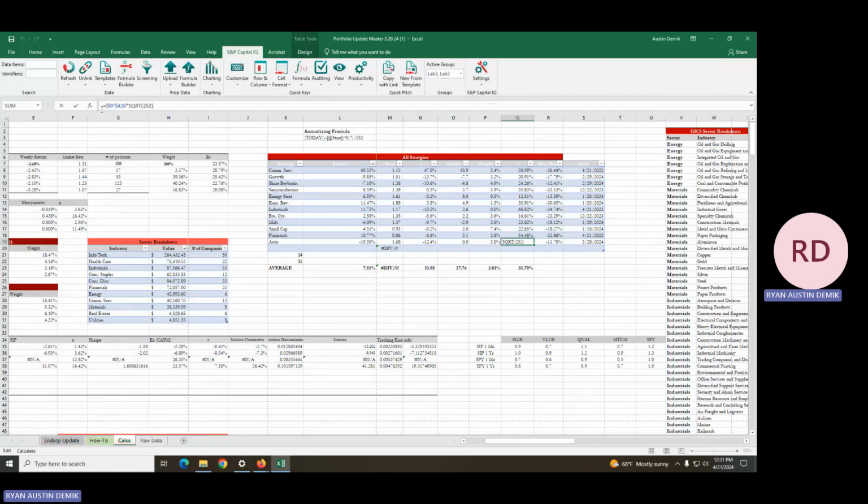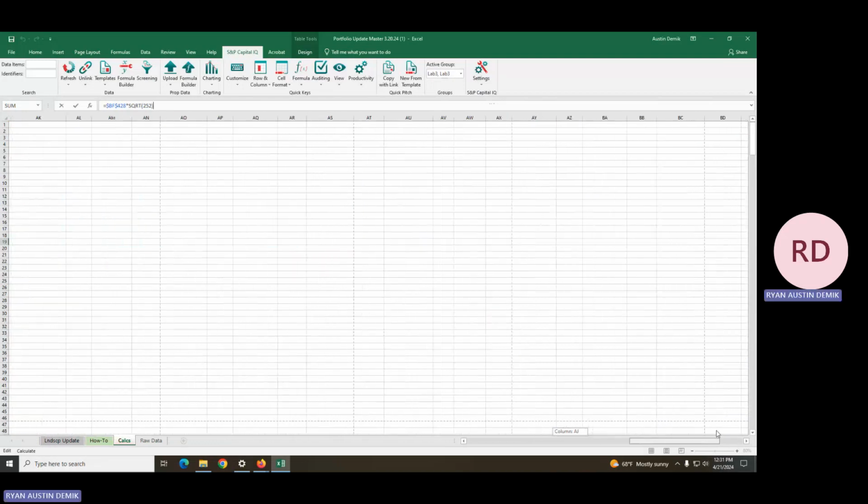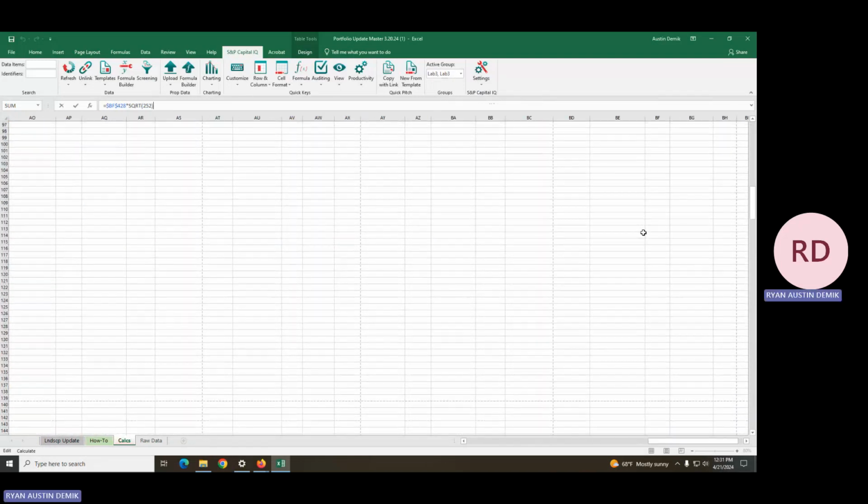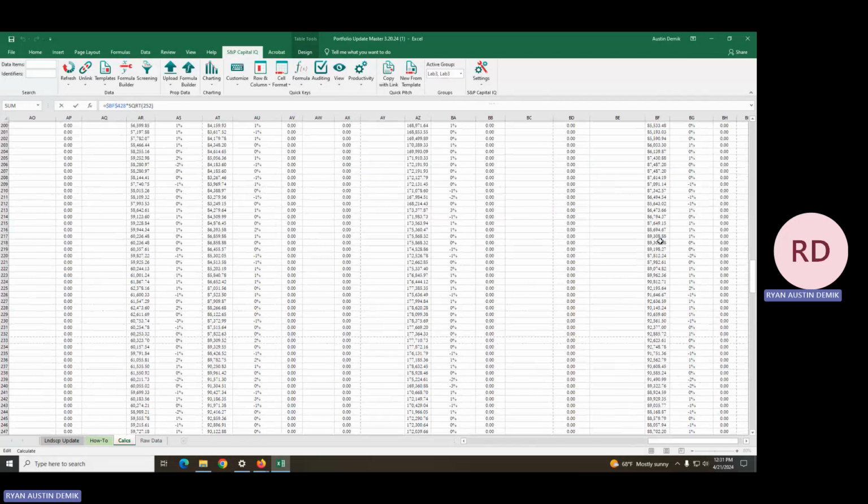Well, that's because it's using an absolute reference, and then just multiplying by the square root of 252 again for the reasons I mentioned before. But this absolute reference is BF 424. So we'll go over here to BF, drop down to 424, and you'll notice it's referring to the financials one.